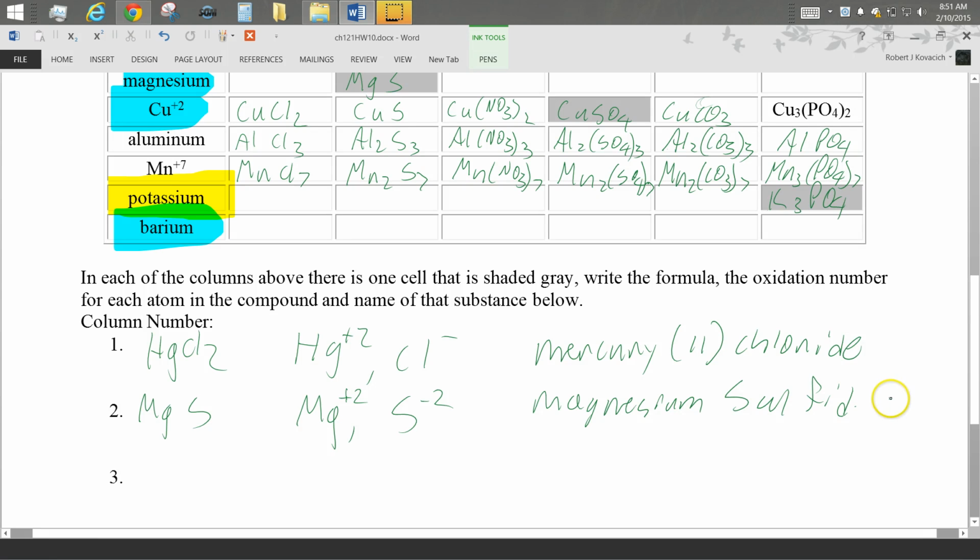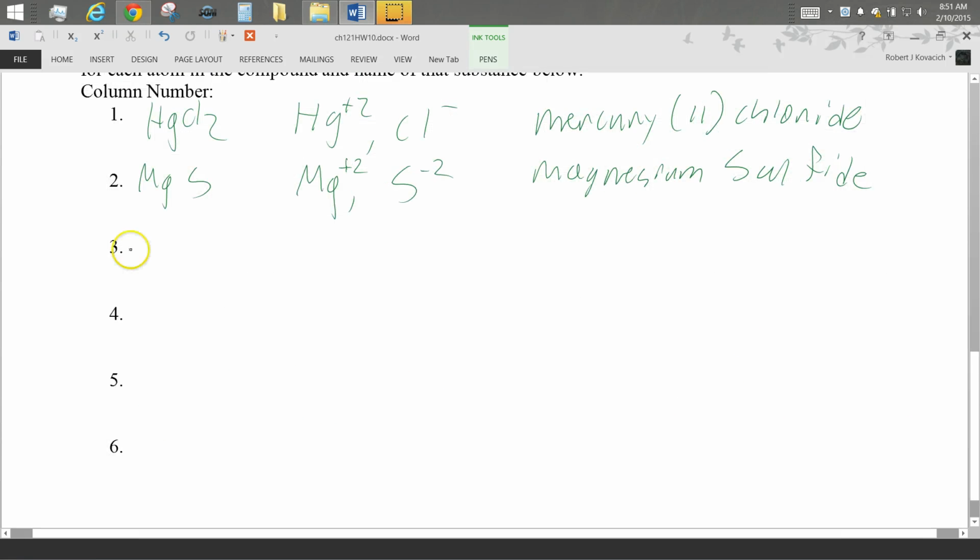So the third one is, what is that? Silver nitrate. So AgNO3. And the charge on the silver is a +1, and the charge on the nitrate is a -1. And it's silver nitrate. So silver is a transition metal. It's below copper. How come I don't say silver 1?